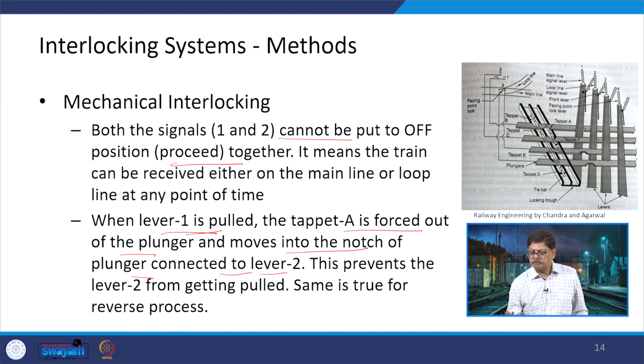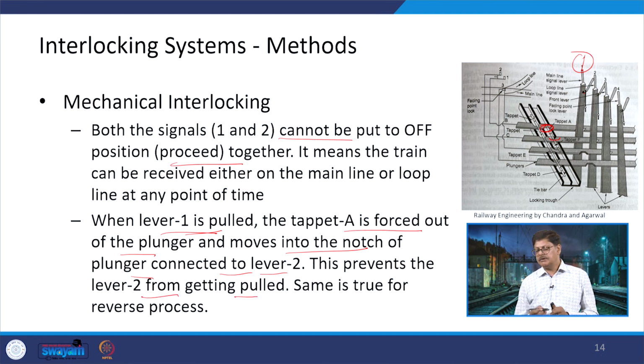So, what will happen is if you are pulling this plunger 1 here, lever 1 here, then when this lever 1 is being pulled, this tappet which is provided here, as it is going into the notch, if you can see, it will get released. So, tappet A is forced out, and the other thing which happens is that this moves into the notch of the plunger connected to lever 2. Once it is being freed, there is a notch on the plunger 2, it will get into that. Now, when it gets into that, it is going to lock here. Now, this prevents the lever 2 from getting pulled.